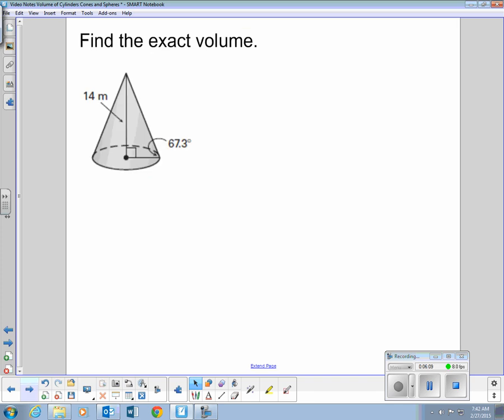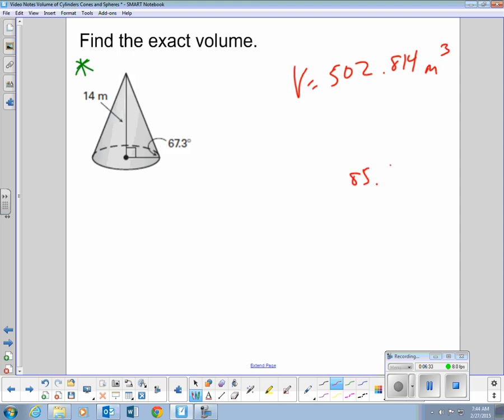All right, so here's one that I want you to do. Give you a little hint before you start this one and pause the video. There is trig there because you have a 67.3 degree angle and you don't have the radius. So pause the video, work this problem. All right, so if you did this problem, your volume should be 502.814 meters cubed. If you got 85.858, you forgot to square the trig part.